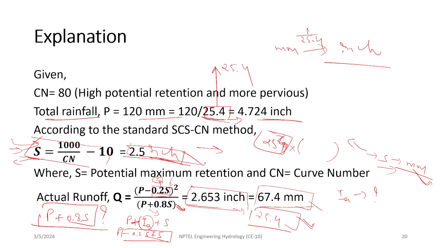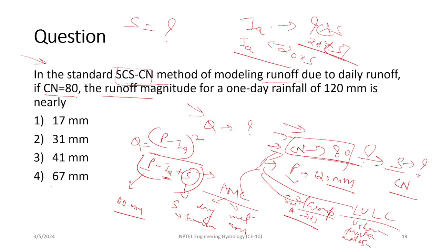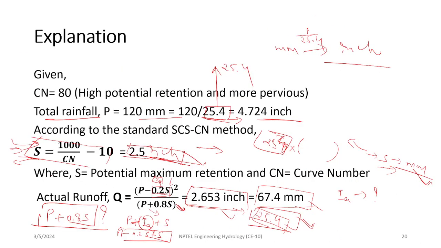Yes, I got 2.653. That's good. Now you have to multiply with 25.4 because we need the answer in mm. So you can see what the answer could be in the options. Which option is correct now? This fourth option, right? 67.3. Yes, so the fourth option is correct.